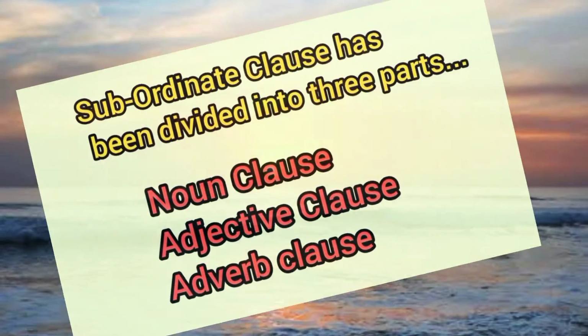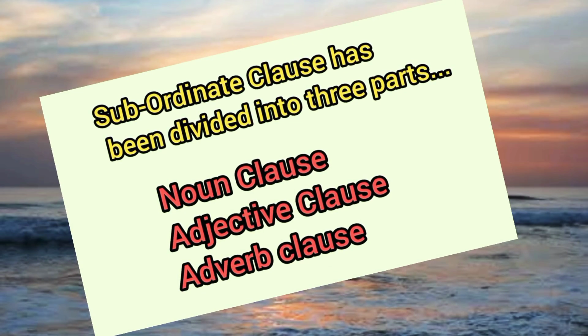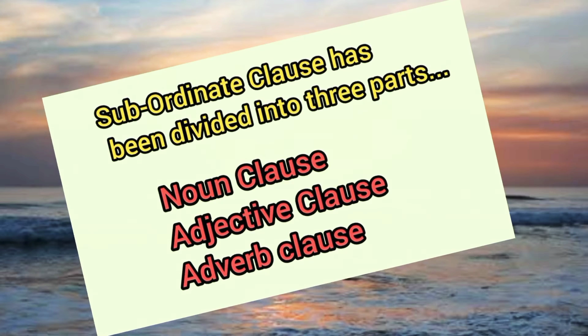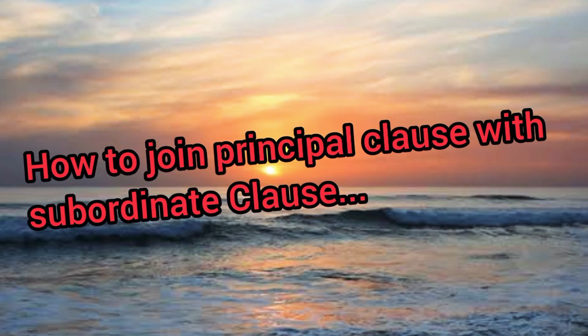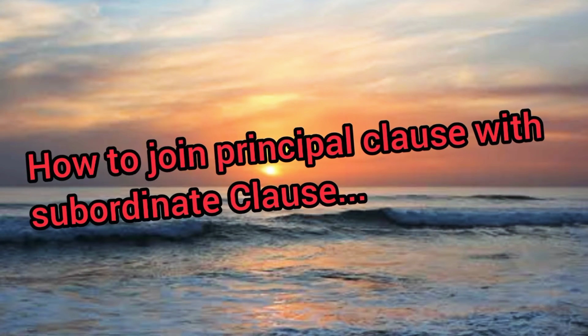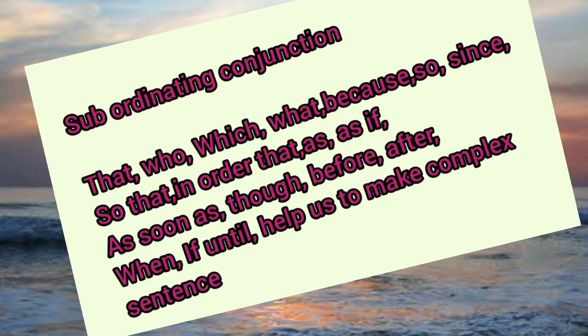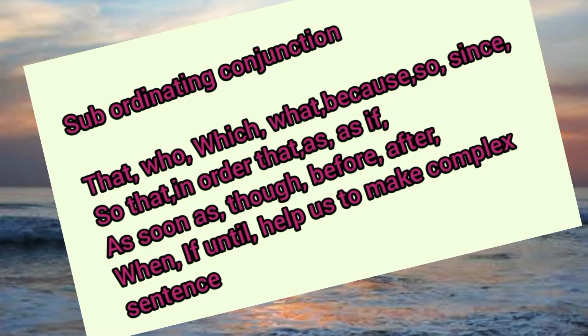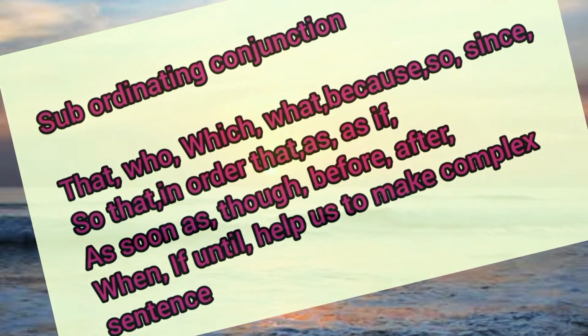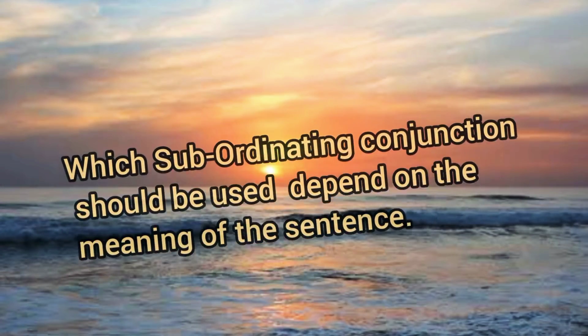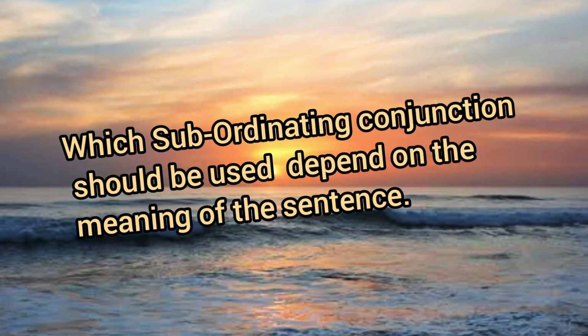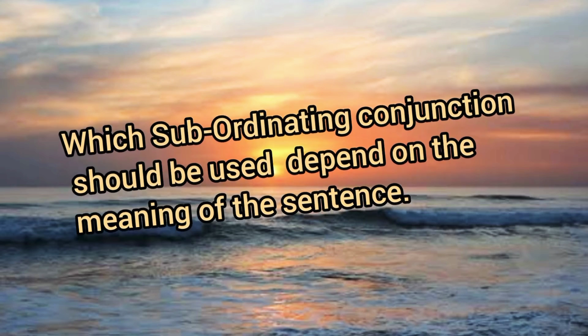Subordinate clause has been divided into 3 parts: noun clause, adjective clause and adverb clause. The subordinate clause is joined with the principal clause by subordinating conjunctions like that, who, which, what, because, since, so that, in order that, as if, as soon as, though, before, after, if, when, till, until. Which subordinating conjunction is to be used depends on the meaning of the sentence.